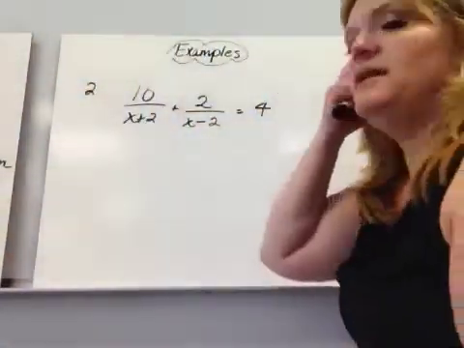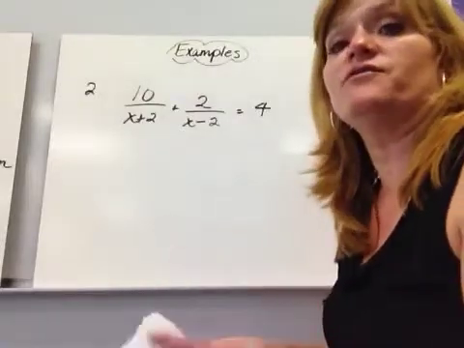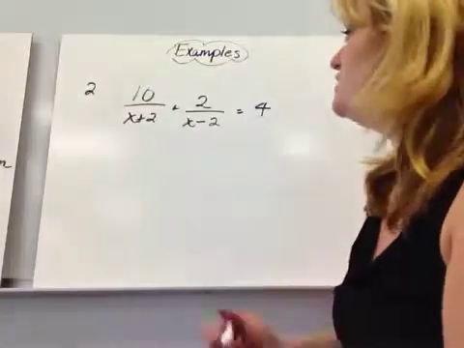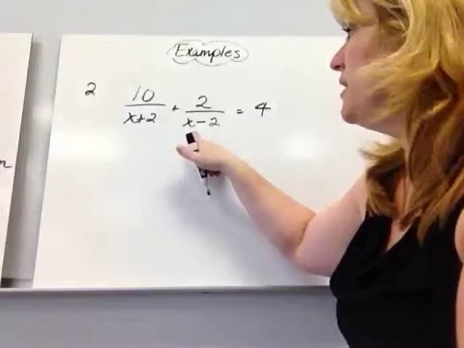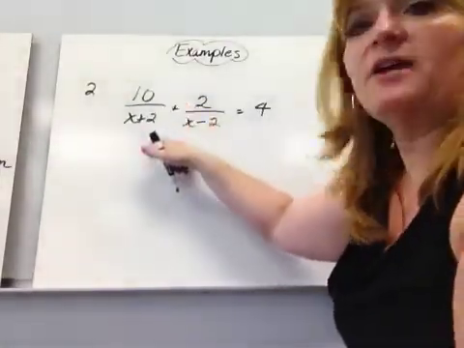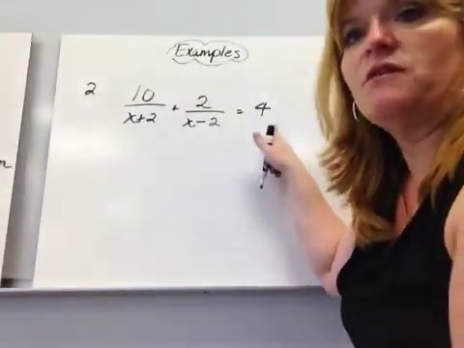And so I'm going to do this with you, and if you follow these steps, because the whole idea is you want to get rid of your fractions and make this a nice equation to solve or something easier to look at. So if I look at this, I see this denominator has an x plus 2, this denominator has an x minus 2, and this denominator is a 1. So I have 10 over x plus 2 plus 2 over x minus 2 equals 4.